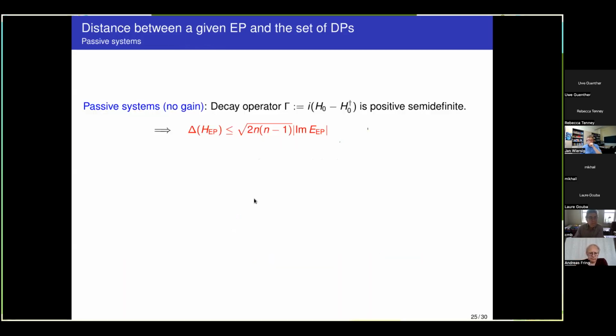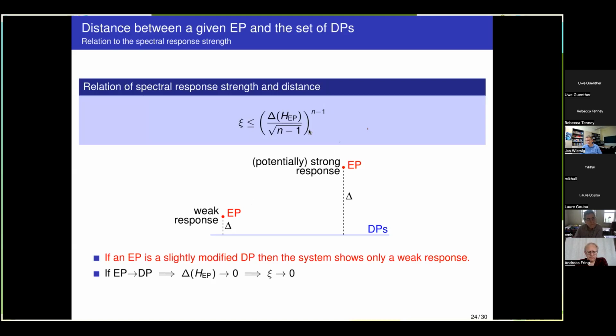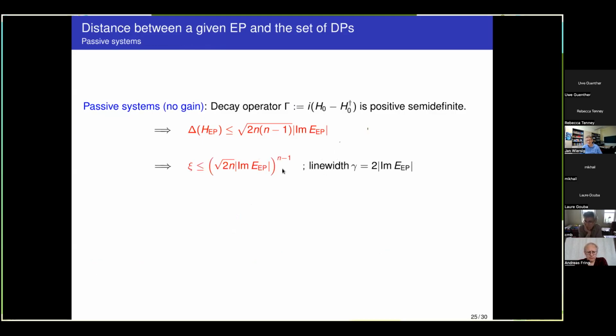Okay, before I come to the example, let me also mention once again passive systems. I mentioned that the decay operator is positive semi-definite. We use this property now not to derive an inequality for the spectral response strength, but first for the distance, and we find this inequality. Now we plug it into the previous inequality, and we get this inequality. This is now the upper bound for the spectral response strength for passive systems for all arbitrary n, right? Again, this is 2 times the absolute value of the imaginary part of the EP.